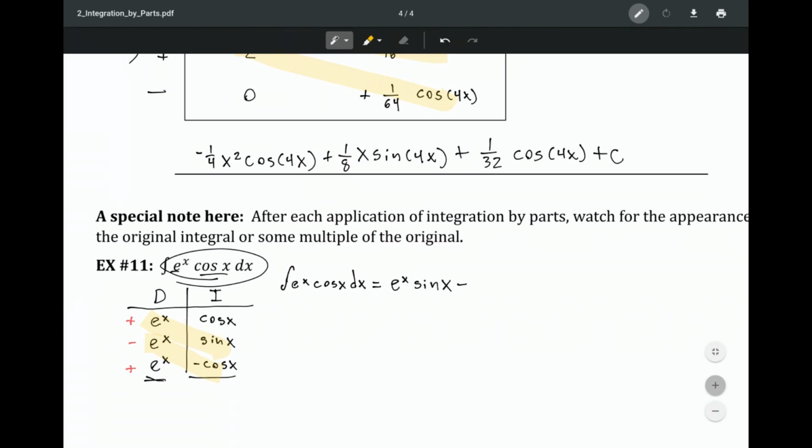Hold on just a second. I think I have the wrong sign. Plus, minus. Oh, yeah, never mind. That's going to be a positive. Notice that this negative right here is going to make this diagonal positive. So we have plus e to the x cosine of x.